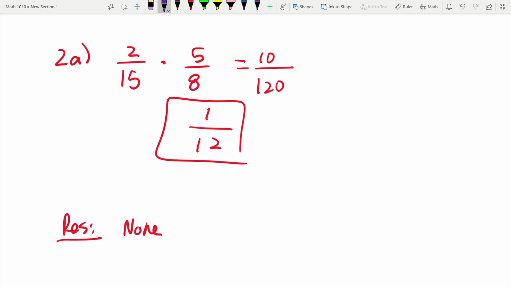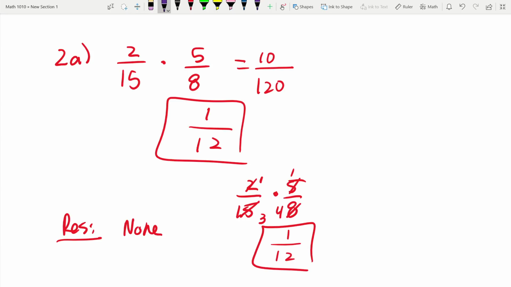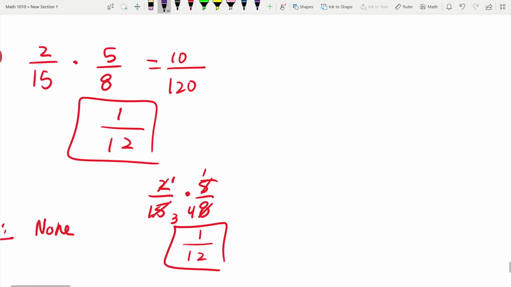Okay. Another way you can do this, just so you guys know, when you're multiplying fractions, before you multiply straight across, you can also cancel around. So look, 2 goes into 2 once, 2 goes into 8 4 times, 5 goes into 5 once, 5 goes into 15 3 times. On the top, 1 times 1 is 1. On the bottom, 3 times 4 is 12. And that's my answer. Okay?